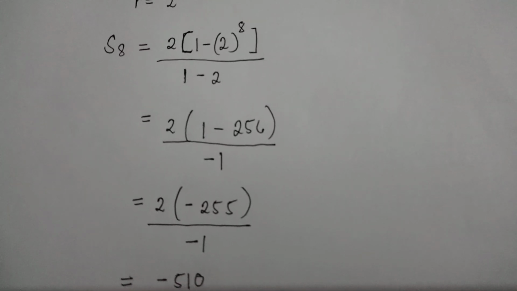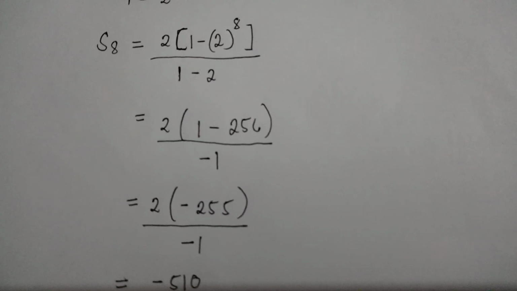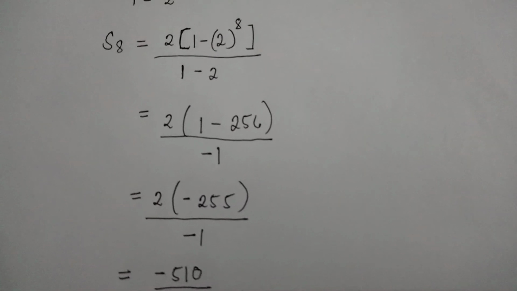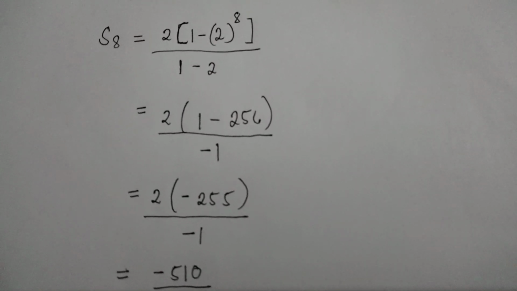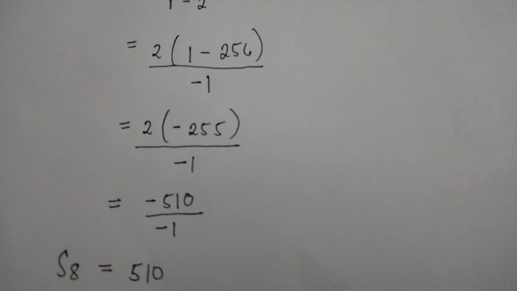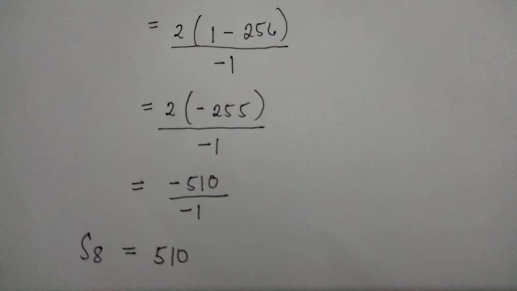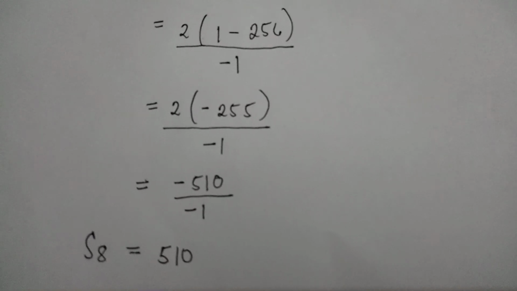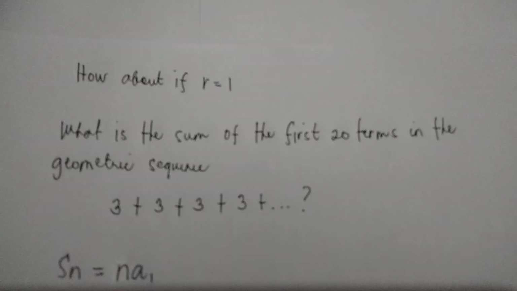That becomes 2 times the quantity negative 255 all over negative 1. 2 times negative 255 is negative 510 over negative 1. So negative 510 over negative 1 is 510. That means S sub 8, or the sum of the first 8 terms, is 510.